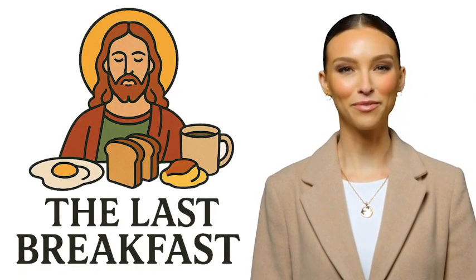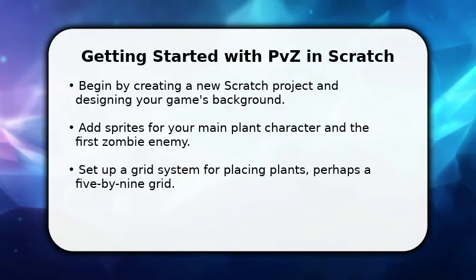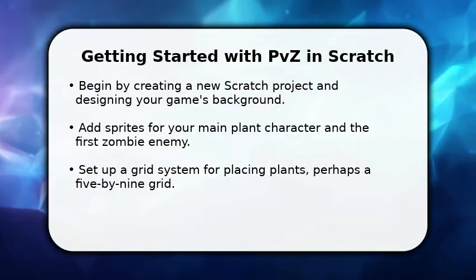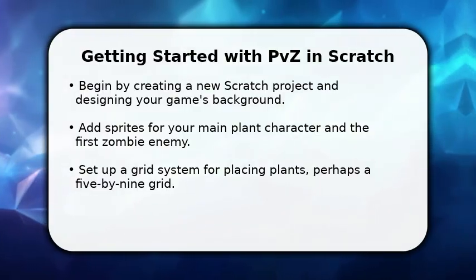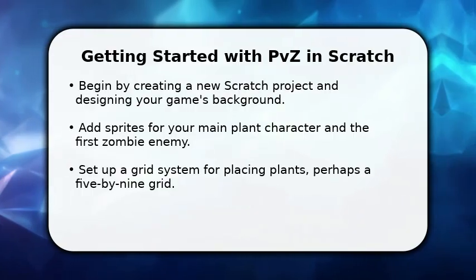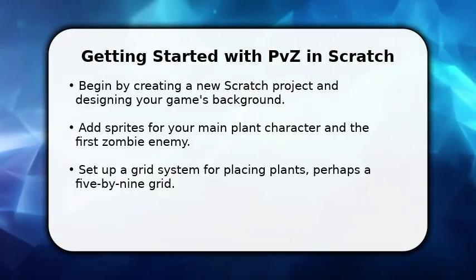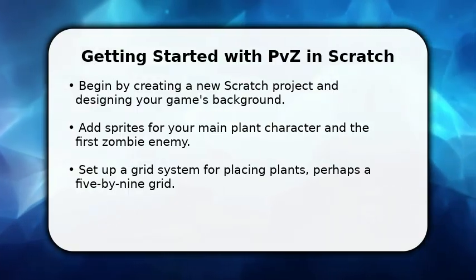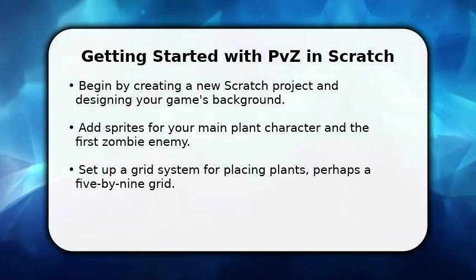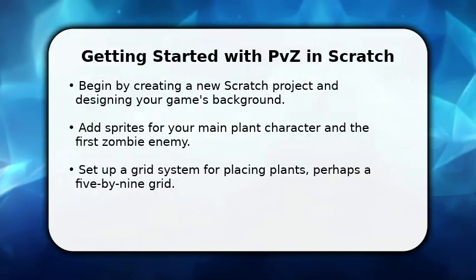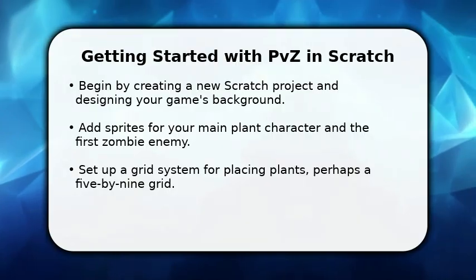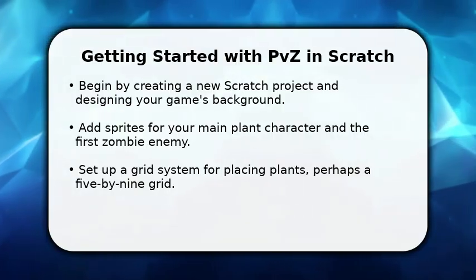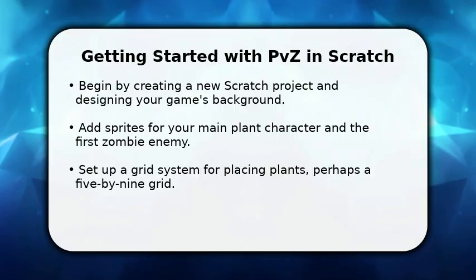Please enjoy the video. In this video, I will show how to make a game like Plants vs. Zombies in Scratch. First, let's get our project set up. You'll want to design a cool background, maybe a lawn with 5 lanes. Then, create your plant and zombie sprites. We'll also need to establish a grid, perhaps a 5x9 layout, and set up essential variables like sun points and plant costs. This foundation is crucial for building the rest of our game.